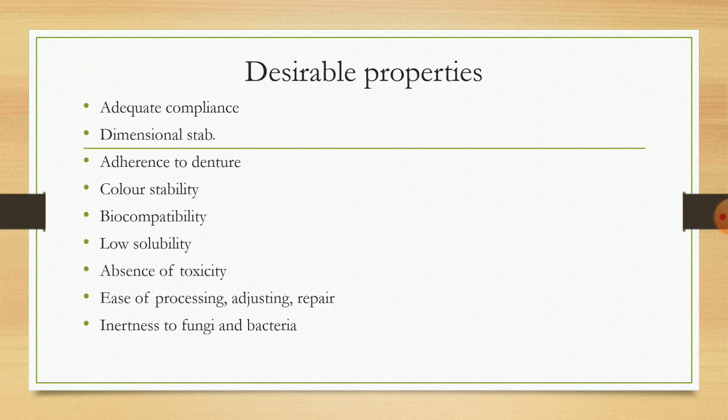Next is desirable properties which are needed for an ideal tissue conditioner. Among that we should write about adequate compliance, dimensional stability, adherence to the denture, and color stability, like it should not lose its color. Adherence to denture means it should be properly adhered to the denture. Then biocompatibility, low solubility, etc.